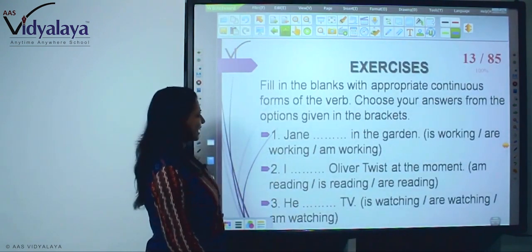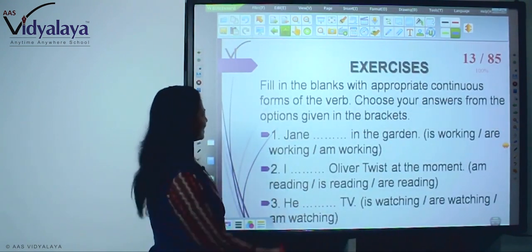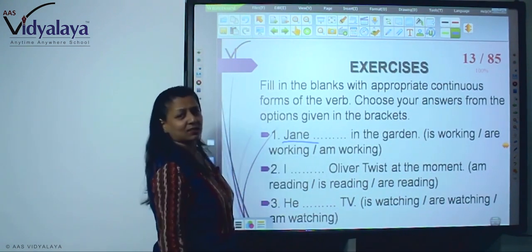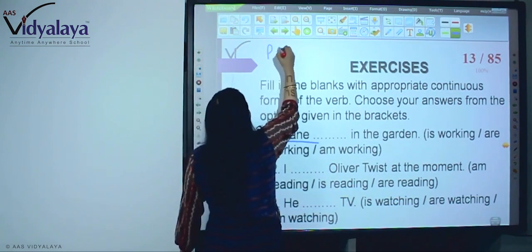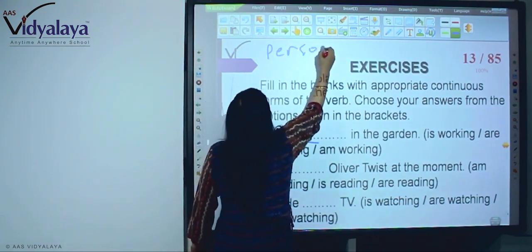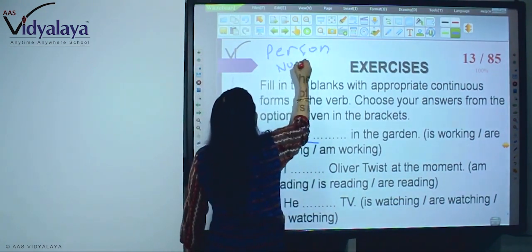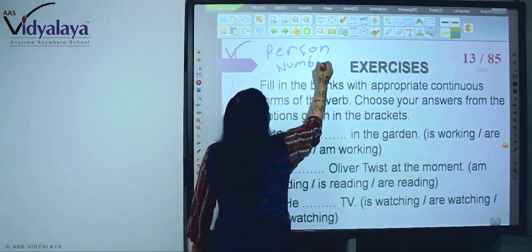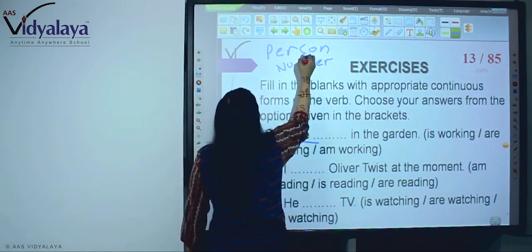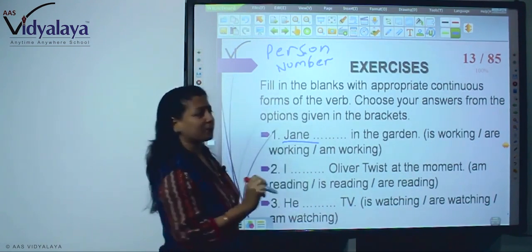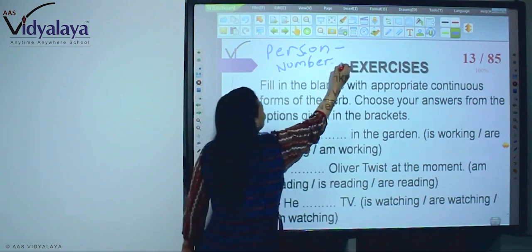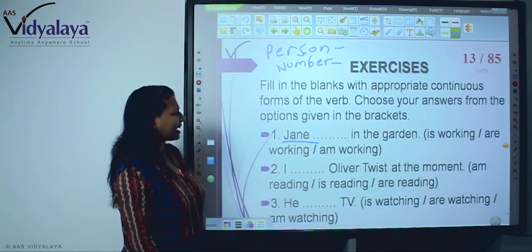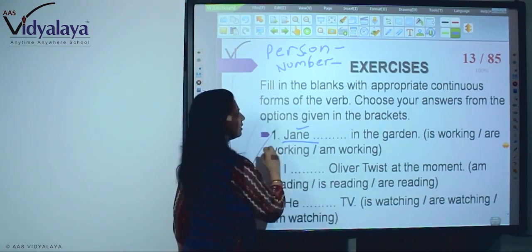Now exercises. Here you will have to write exercises. You will have to be very careful with person and number. First person, second person, third person, and number, singular and plural. Right? Jane in the garden. Jane is singular.